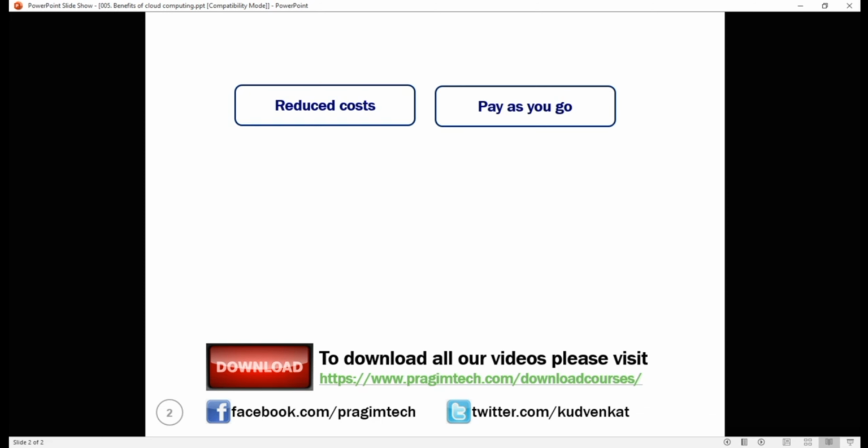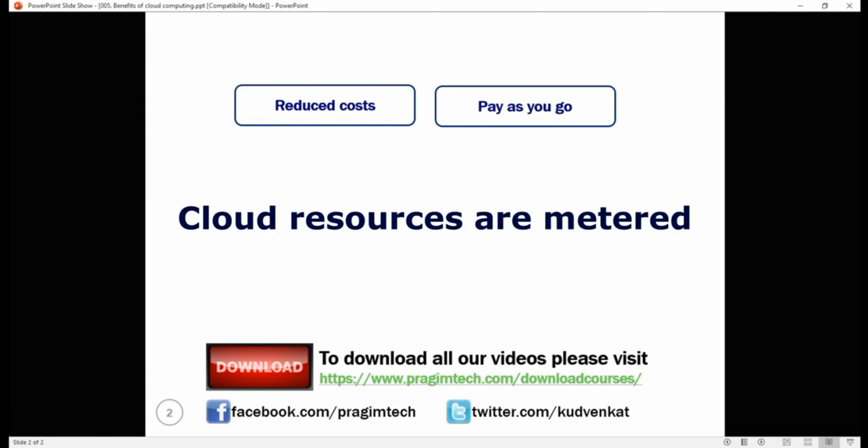If there's a lot of demand for your application and you use a lot of cloud resources like storage, computing power, etc., you pay more. You use them less, you pay less. So the bottom line is cloud resources are metered and you only pay for what you use.